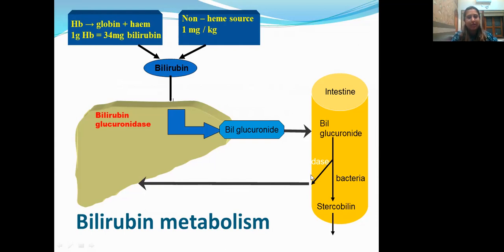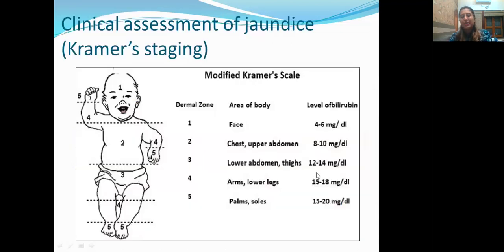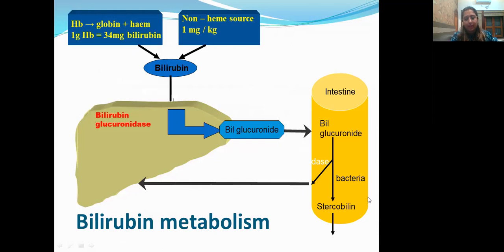Now, a few points that I would like to add over here: in the case of our neonates, the intestinal motility or the gut motility is quite low in the beginning, and the bacteria have also not developed to their full capacity. As a result, the enterohepatic circulation also increases in the case of neonates. So as a result, bilirubin excretion becomes slow and unconjugated bilirubin piles up, and there is unconjugated hyperbilirubinemia.